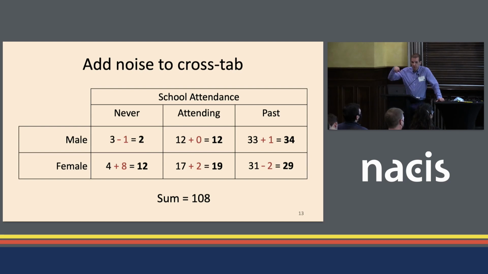The Laplace distribution has a peak around 0, except females, never attended school. We've tripled that count, gone from 4 to 12. So here's a case where you're like, okay, I've got this noise injection, and what do I do with that, right? How do I know how to interpret that statistic now?